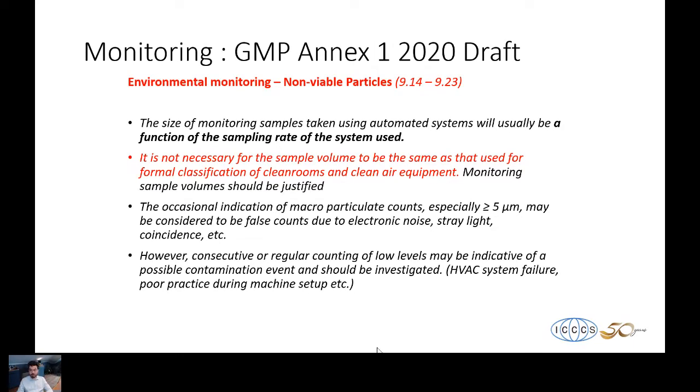Again, 5 micron counts could be unnecessary false counts due to electronic noise, stray light, or coincidence, which we described in the 2008 version already. And consecutive or regular counting of low levels may be indicative of possible contamination events and should be investigated. This could be an HVAC system failure, poor practice during machine setup, or even an engineering study requirement.